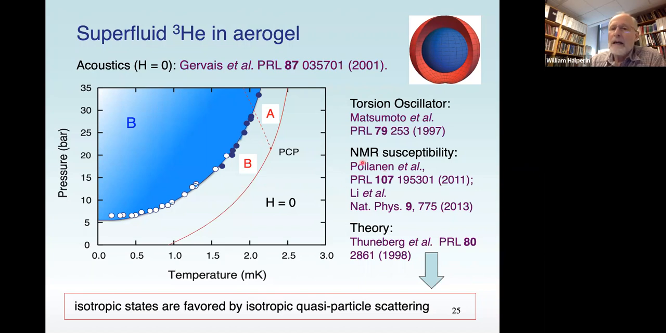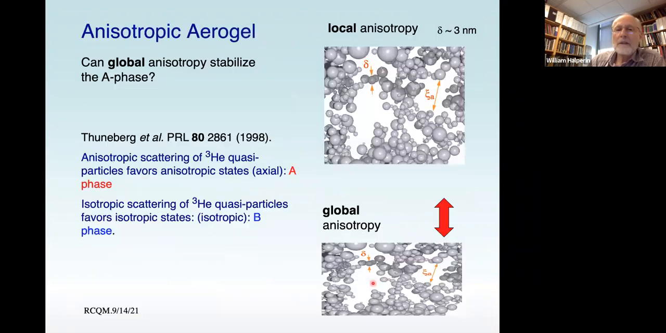Similar work by NMR using a measurement in a magnetic field, but extrapolating to zero field, has been done in my group using NMR susceptibility tools. And the most interesting point is that theoretically, in Jim Sauls's group, in collaboration with Eric Thunberg, they showed that the states that will be favored are isotropic states if the scattering of the helium-3 quasiparticles is isotropic. So isotropic scattering favors isotropic states.